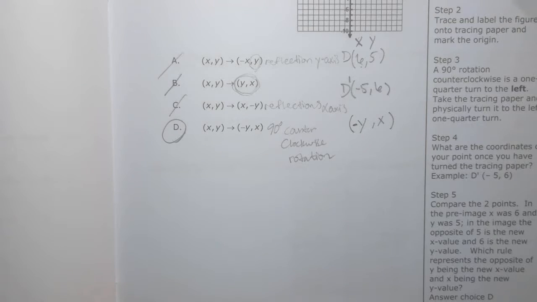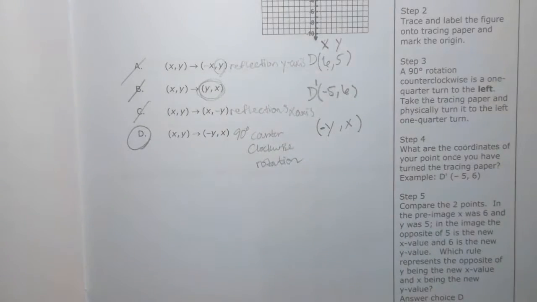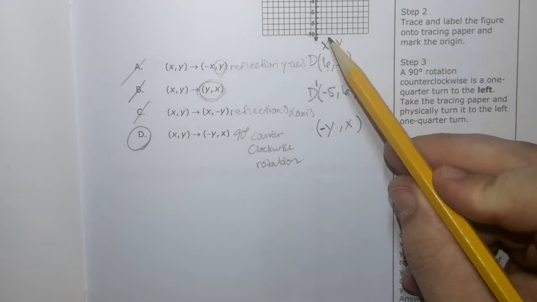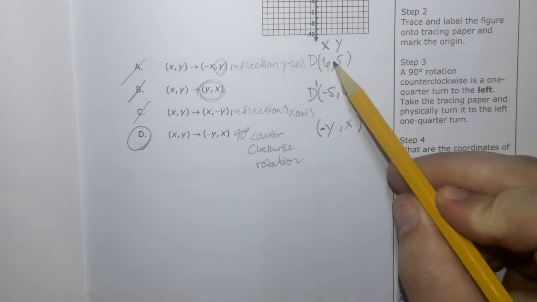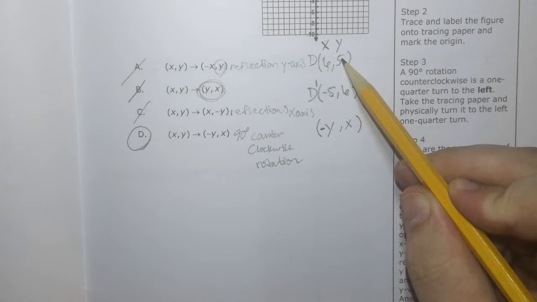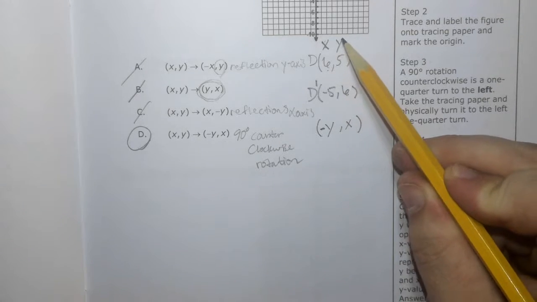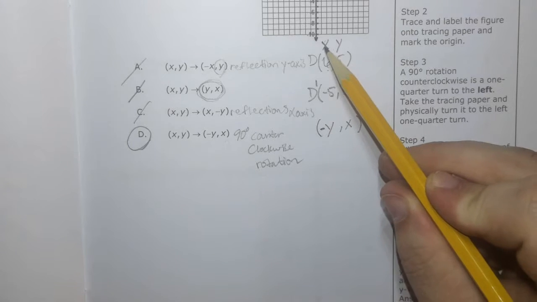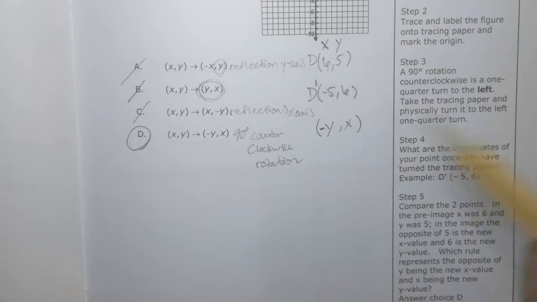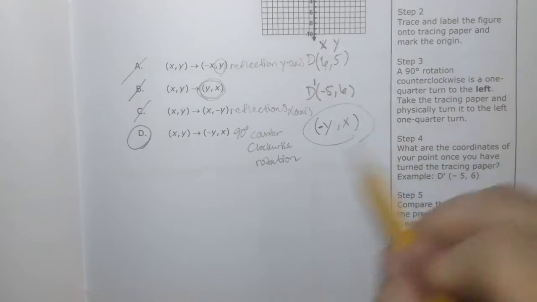Or you could have done the patty paper strategy that we did, the strategy it gives you over here. Step 5 is pretty much what I did here, which is where I compared the 2 points and saw how x and y changed. Well, 6 and 5 switch spots, so x and y switch spots. And the y becomes the opposite. Notice how x stayed the same. 6 is still 6, so x is still x.